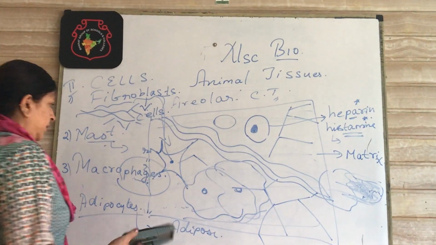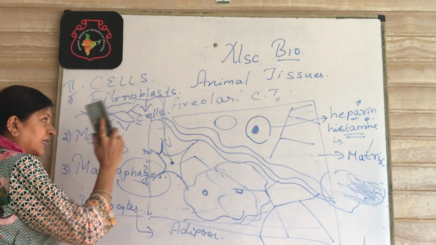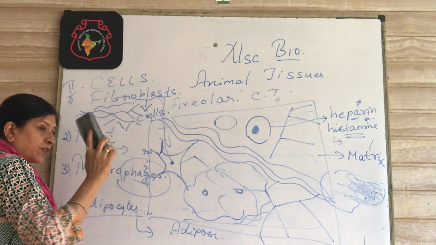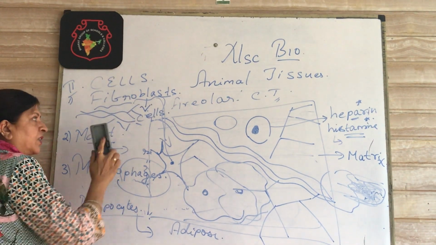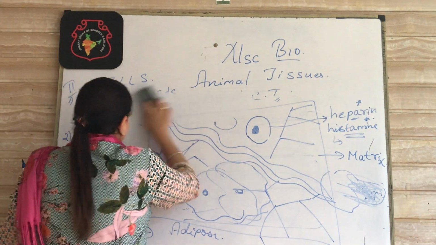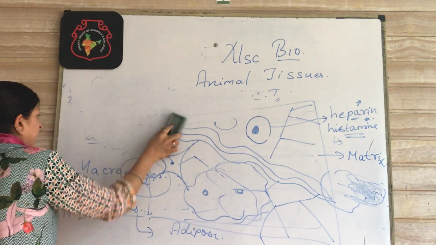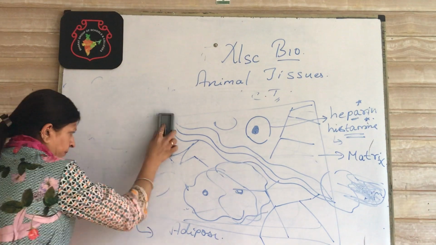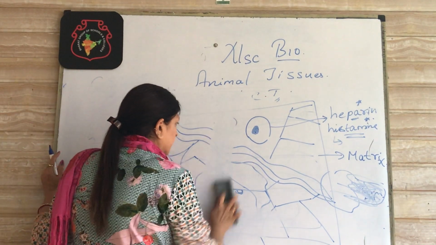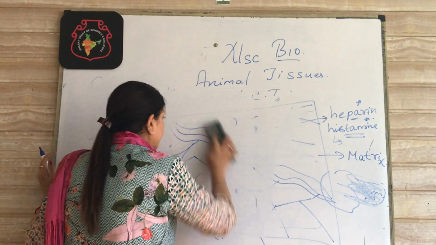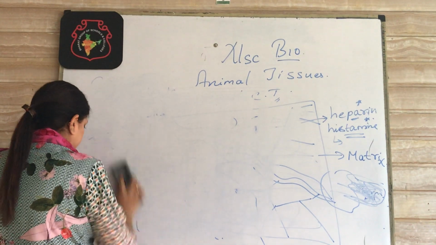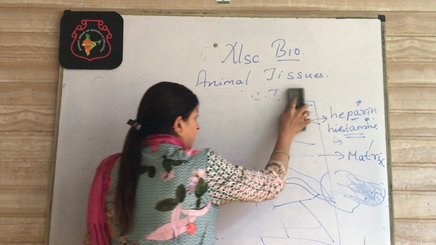Now I go with the second type under connective tissue proper. Remember? We just did areolar. Now let me do adipose tissue. Again, I'll take a section of the tissue and we'll discuss.